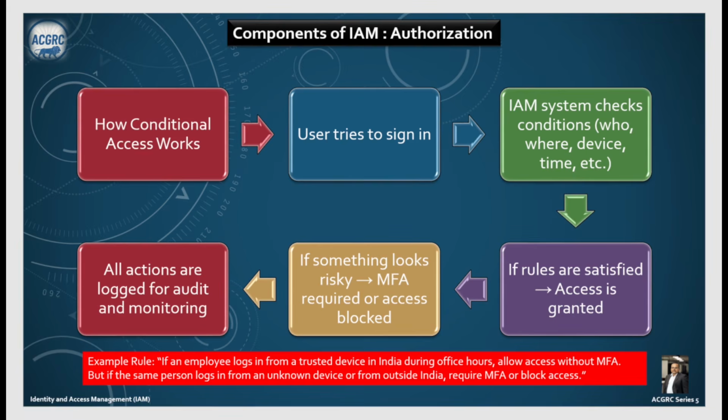So how does it work? Well, users try to sign in. The IAM system checks conditions: who, where, device, time, etc. If rules are satisfied, access is granted. If something looks risky, MFA is required or access is blocked. And all actions are logged for audit and monitoring.